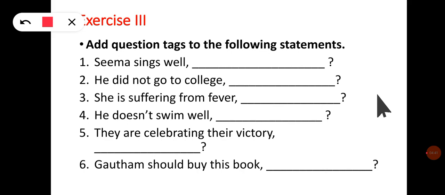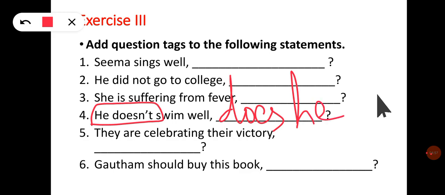He doesn't swim well. Doesn't is already given, the statement is negative, so you have to change that into positive. Doesn't, if you change that into positive, that becomes does, and he can be written as it is. Okay. Next one.